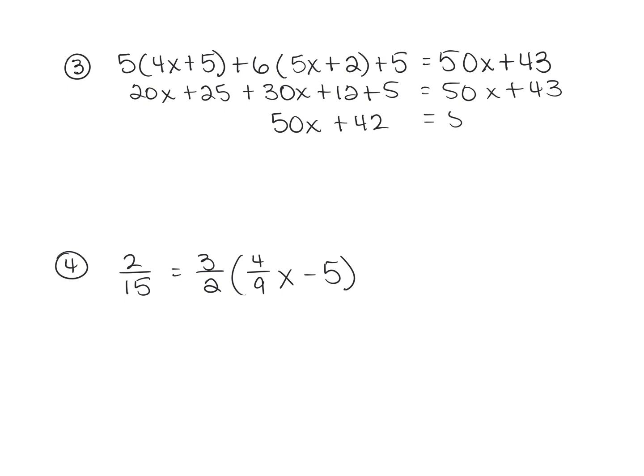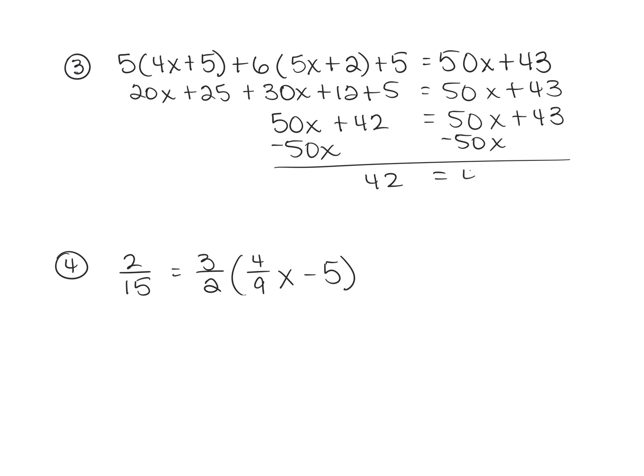And from here, I'm looking at this, and if my goal is to solve for x, I want to get the x's on the same side. Well, when I subtract 50x on both sides, then my x's completely cancel out. So I have 42 is equal to 43, and that is a contradiction. So there is no solution to this one. There is no x I can put in that's going to make that a true statement.